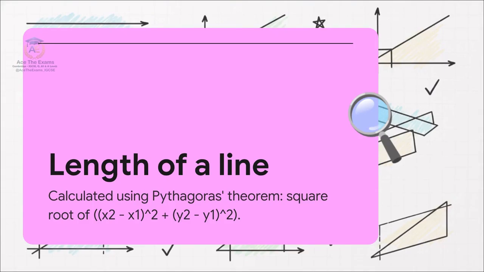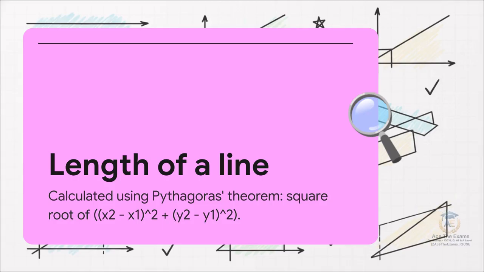Now, what if the command word asks you to calculate the exact length or distance between any 2 points on a graph? We don't need a ruler. We rely on a classic geometric concept. We mentally build a right-angled triangle between the 2 points and apply Pythagoras' theorem. The length of the line is calculated as the square root of the quantity (x2 minus x1) squared plus the quantity (y2 minus y1) squared. It's a beautifully elegant way to turn abstract coordinate numbers into a concrete, measurable length.